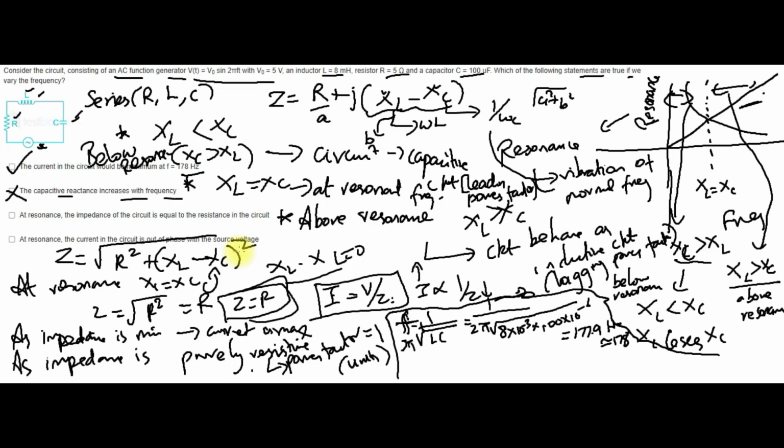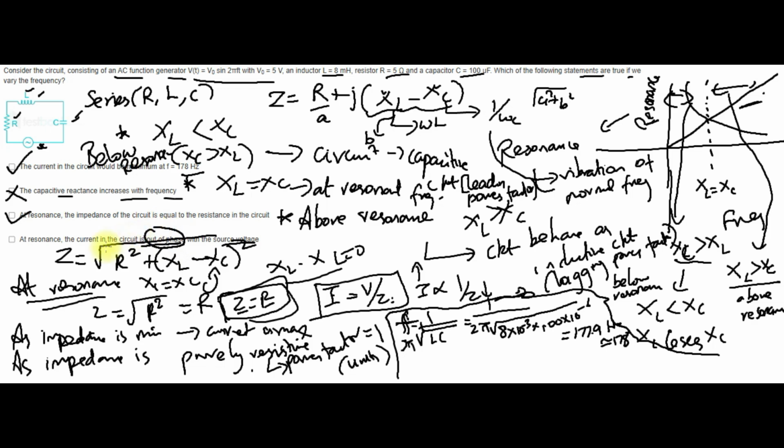Then look at the third option, at resonance the impedance equals resistance. Because at resonance, the impedance of the circuit is equal to resistance, that is right. Then the fourth one, at resonance the current in the circuit is in phase with the source voltage. At resonance the current is purely resistive, so it is in phase with the source voltage, not out of phase.